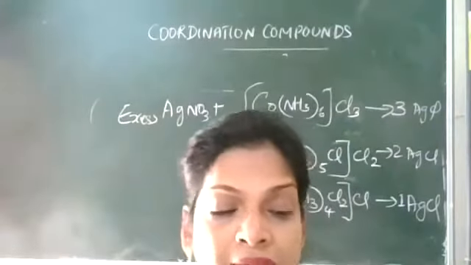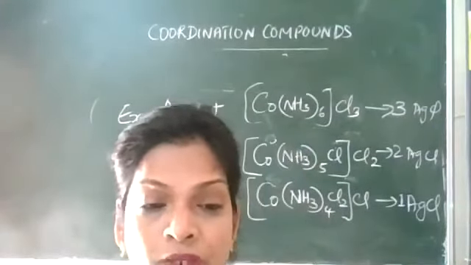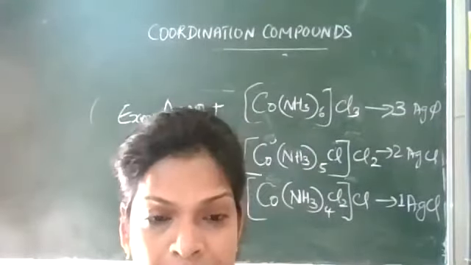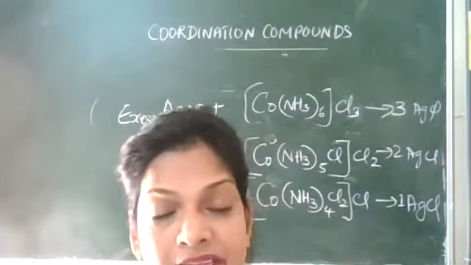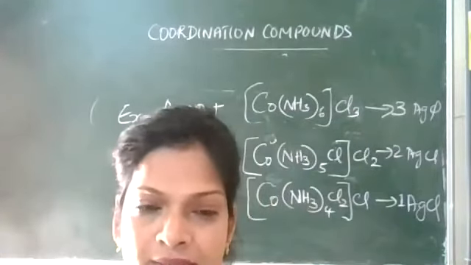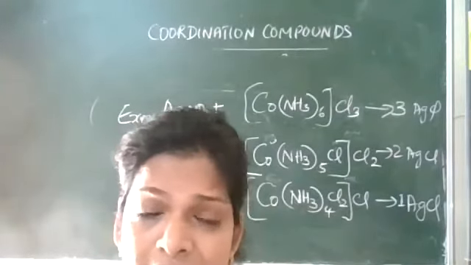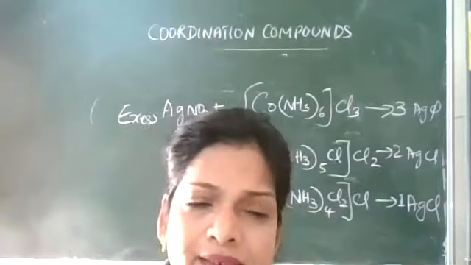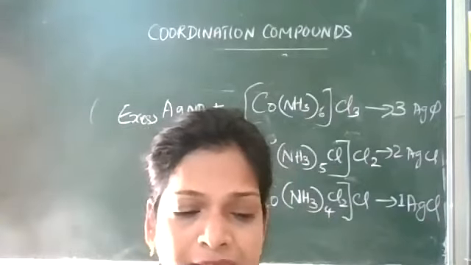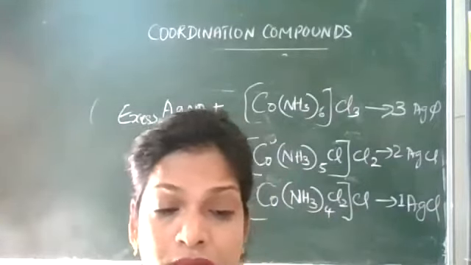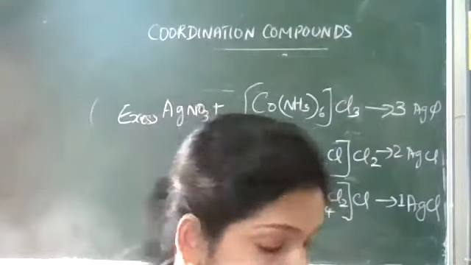What are ligands? The ions or molecules bound to the central metal atom or ion in the coordination entity are called ligands. They may be simple molecules like NH3, or simple ions like Cl minus, Br minus, I minus, or larger molecules like this.